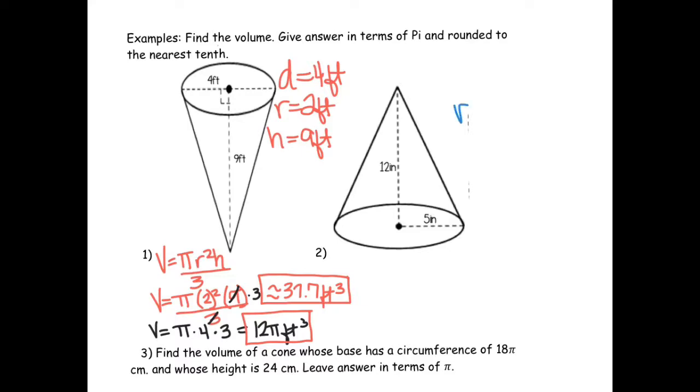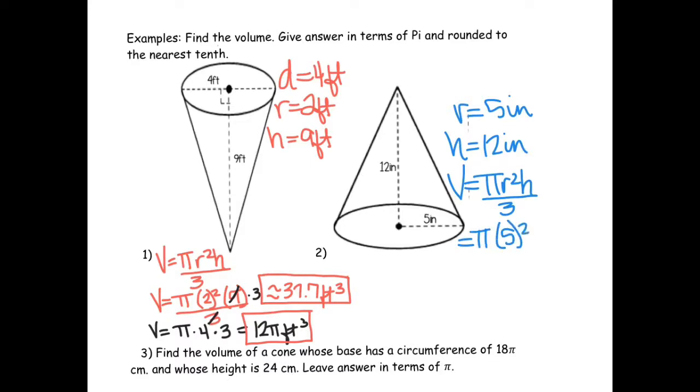This cone has a radius of 5 inches, and it has a height of 12 inches. Using the formula of volume equals pi r squared times h, all divided by 3. Plugging in the numbers, pi times my radius, 5 squared, times my height, 12, all over 3. Again, I'm going to simplify. 3 will go into itself 1 time, 3 will go into 12 4 times.